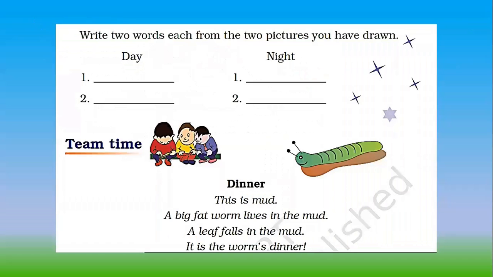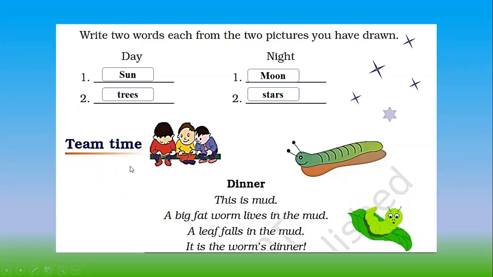Now move on to the third page, children. Here, the first question is, write two words each from the two pictures you have drawn. So go back to the previous pictures and write the names of two things that you see during daytime. So we can write sun and trees, because this is what I have drawn in the first box. Now you may have a different answer based on the picture that you have drawn. Now under the heading night, we may write moon and stars. If you want to add owl or bats, it's your personal choice. Clear?